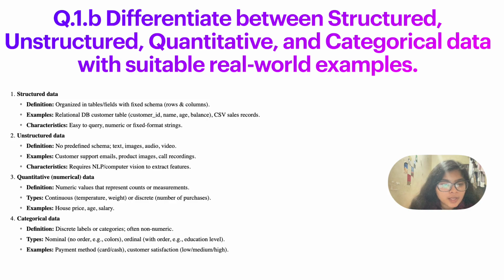Categorical means data that are labels or categories, non-numeric. For example, we have a column named place. In that column, there won't be numeric data. There will be categorical data such as Indore, Patna, Delhi, Mumbai, Bangalore, Canada. And it can be nominal or ordinal, for example payment method, satisfaction. Structured and unstructured refers to whether data has a formal schema or not, while quantitative versus categorical refers to variable type.